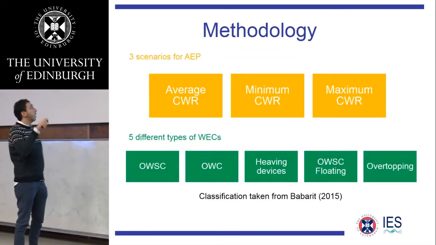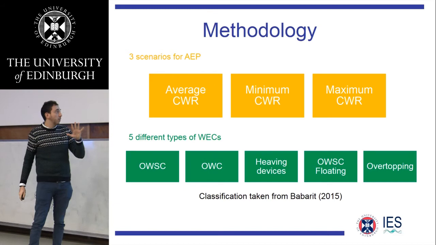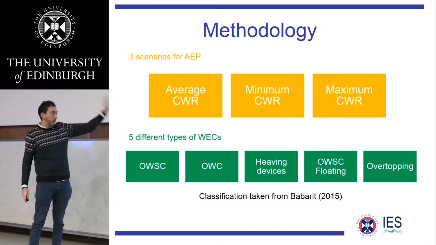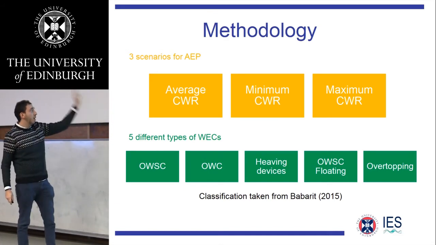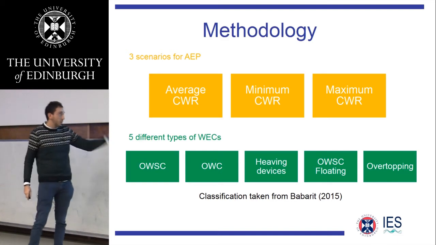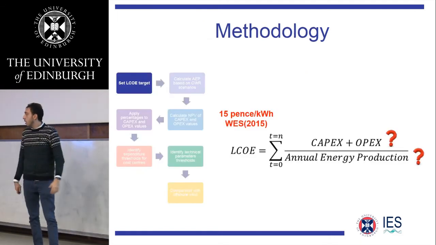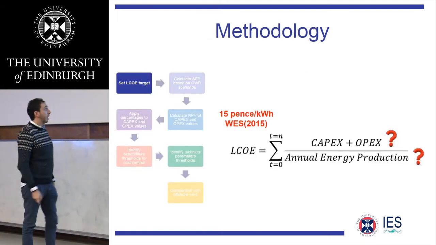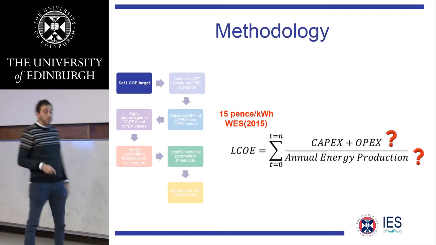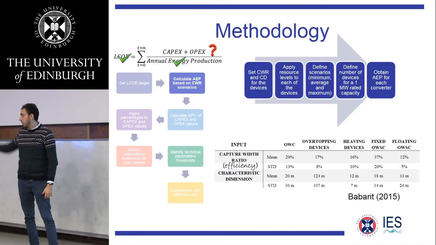We are going to have three scenarios depending on efficiency: average, minimum, and maximum. And we have 5 different types of WECs taken from a paper from Babarit 2015: oscillating wave surge converter, oscillating water column, heaving devices, oscillating wave surge converter floating, and then overtopping. So the first step is selecting an LCOE target. We are going to select 15 pence, as Wes suggested in a report last year.